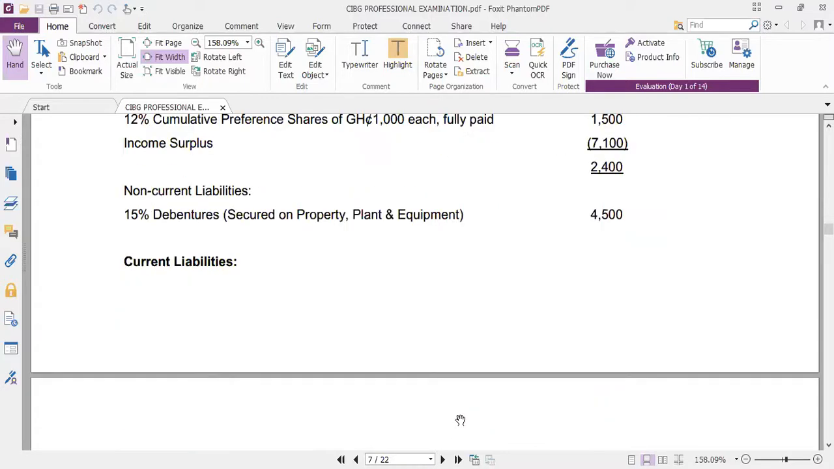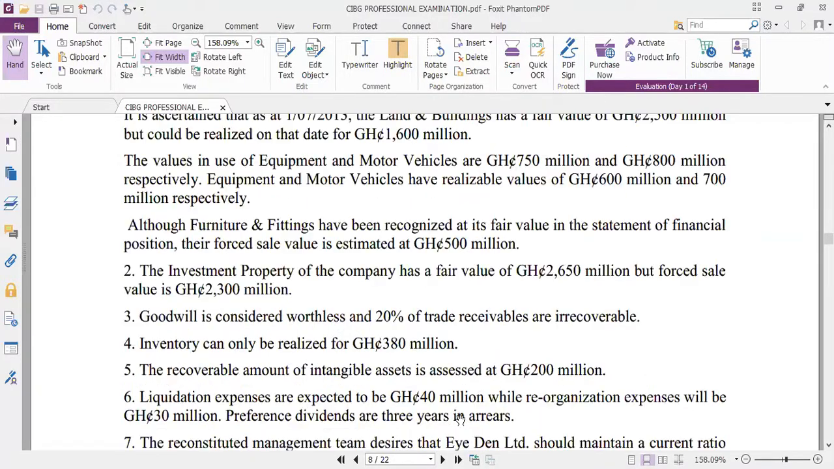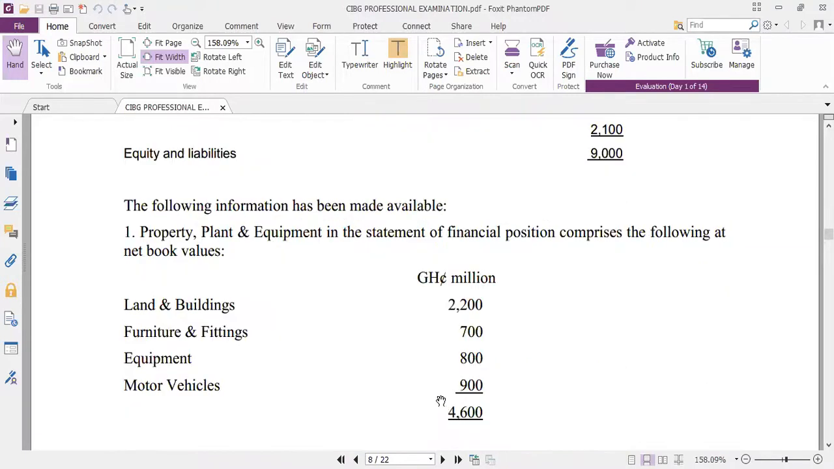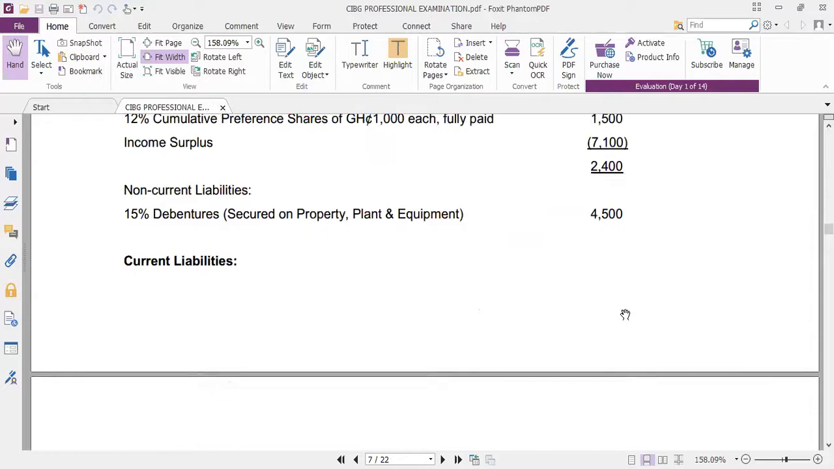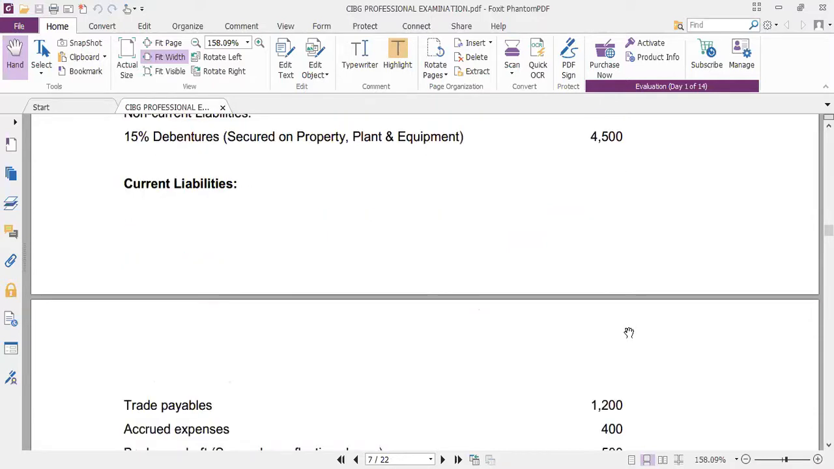Now you scan through the footnotes. Note 1, the PPE in the statement of financial position comprises the following at net book values. So they are there, land and buildings up to motor vehicles. This figure, the breakdown of the PPE given to us, that's what they are telling us there. So this one is the PPE schedule.